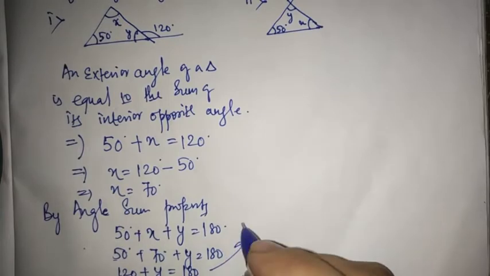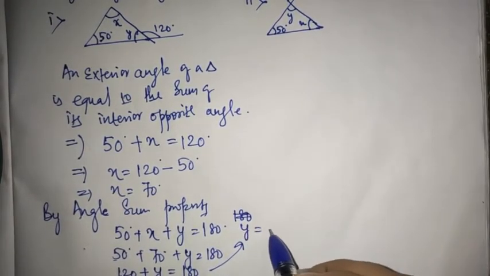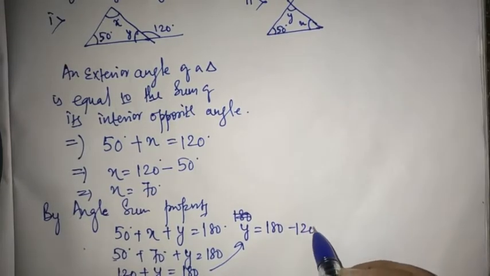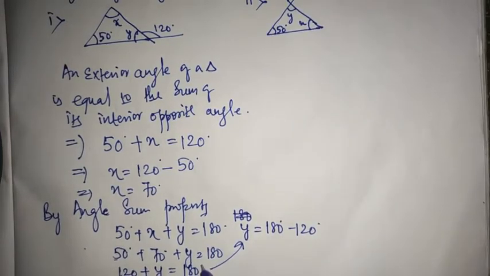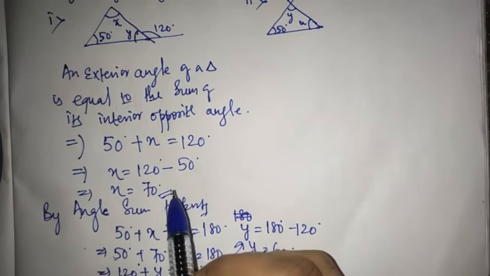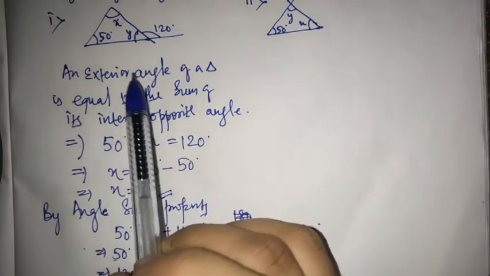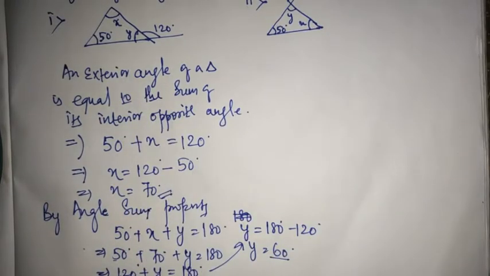Let me write here. So now I can write y is equal to 180 minus 120 degree, right? I hope you are understanding. You need to put the equal to sign also. Okay, so y is equal to 180 minus 120, which is 60 degree. So you got your x value, that is 70 degree, using the exterior angle property, and you got your y value using the angle sum property. So that's why I have said we are going to use the two properties here.